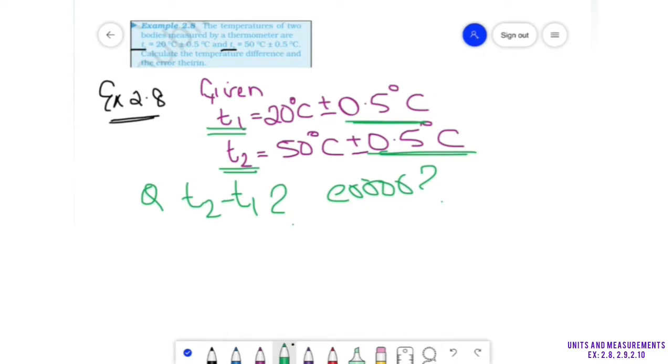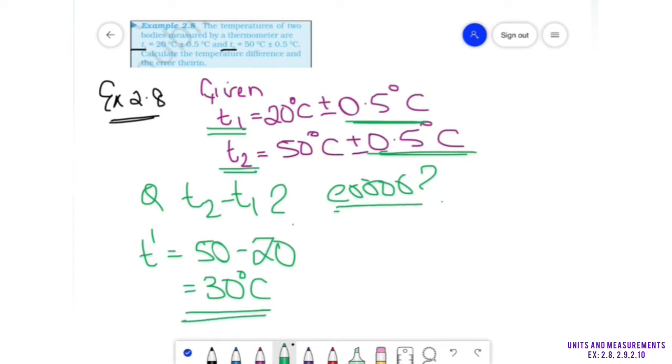So if there was no error, if it's a question that is just T1 is equal to 20 degrees Celsius and T2 equal to 50 degrees Celsius, then what is the temperature difference? Right, it is 50 minus 20 degrees. So then you get 30 degrees Celsius. But the question here is calculate the error.